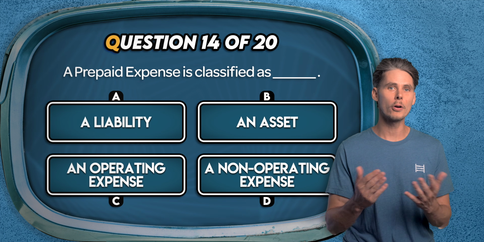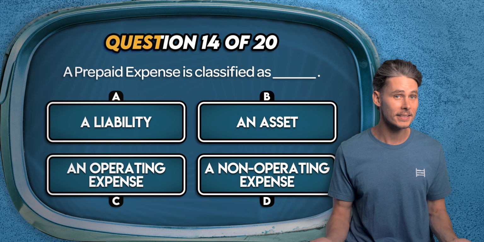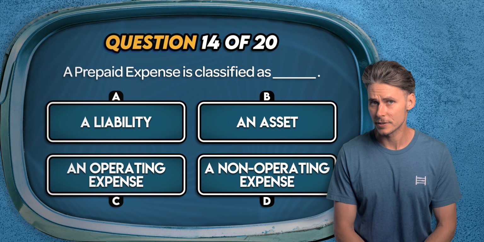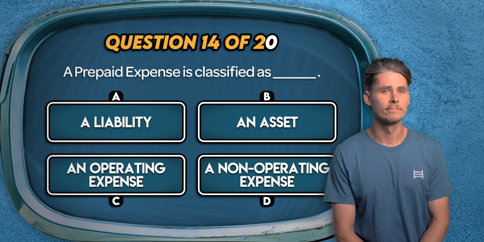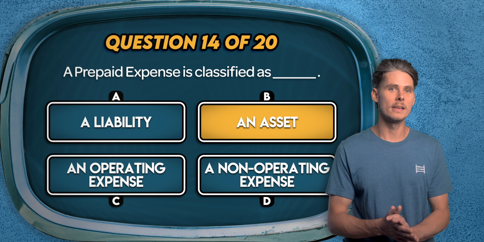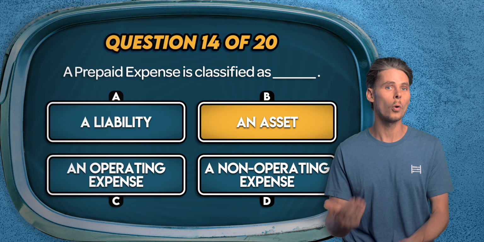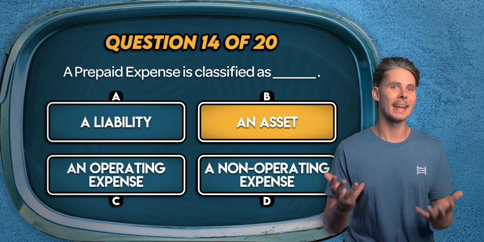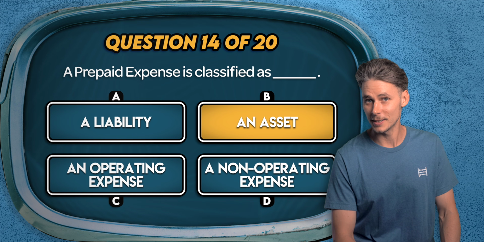Question 14. A prepaid expense is classified as a liability, an asset, an operating expense, or a non-operating expense. It's B. Prepaid expenses represent payments made in advance for goods or services that will be received in the future. They're recorded as an asset because they're expected to provide future economic benefit to the business.